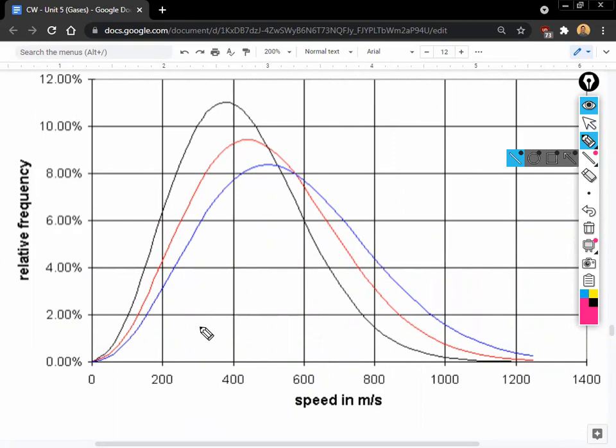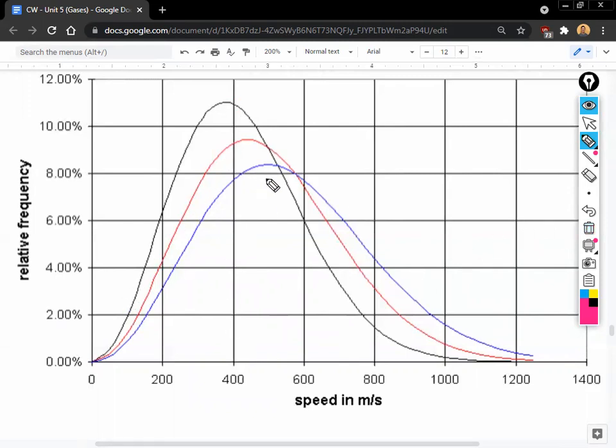So if we take a look at it, at 200 for this red one, about 4% of the molecules are moving at 200 meters per second. That's basically what it's telling. And then here at 400, about 11% of the molecules are moving at 400 meters per second. Okay, that's how you read the graph.